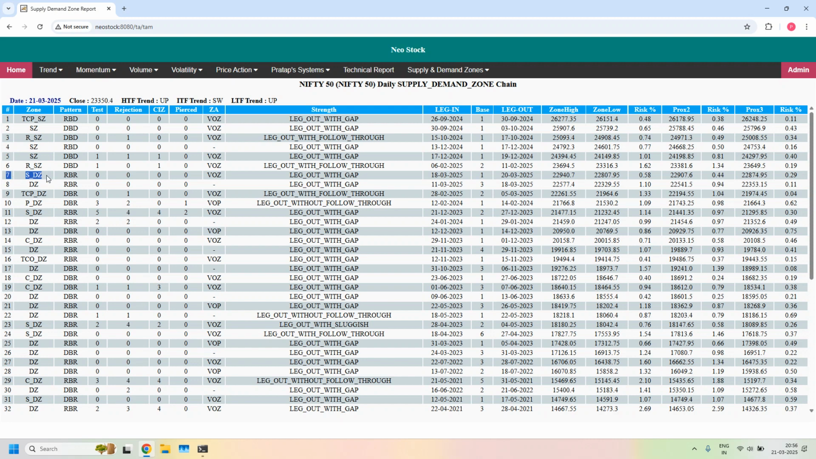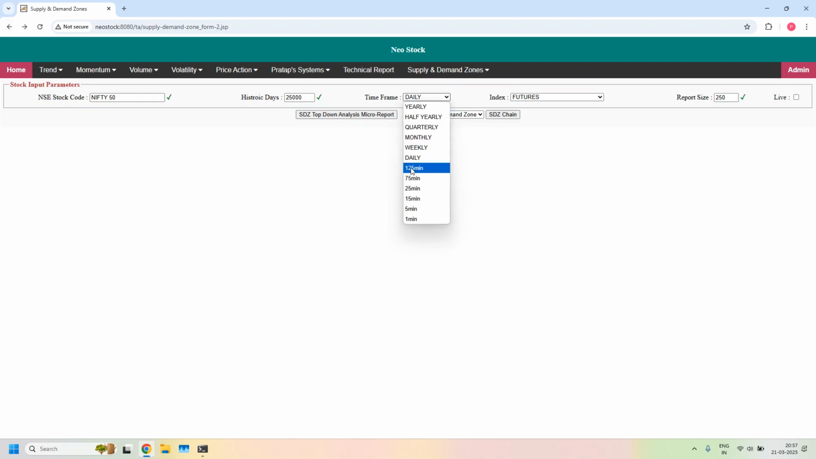So the 7th, this is the nearest demand zone to the current closing price, and the 6th is the nearest supply zone to the current closing price. That means the NIFTY current closing price is in between this high liquidity daily supply zone, the 6th one, and the 7th one, the high liquidity daily demand zone. This is how you should understand. This is the current status. Same way you should understand the remaining reports. Okay, next, 125 minutes supply demand zone chain for NIFTY.